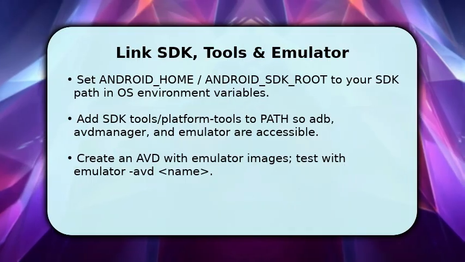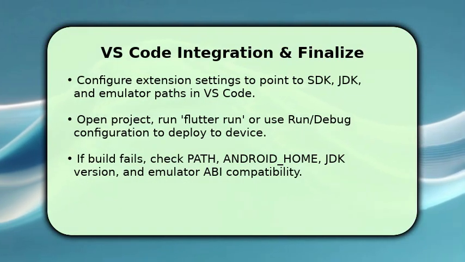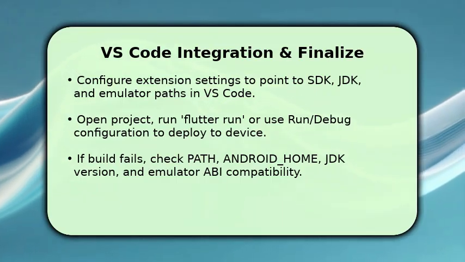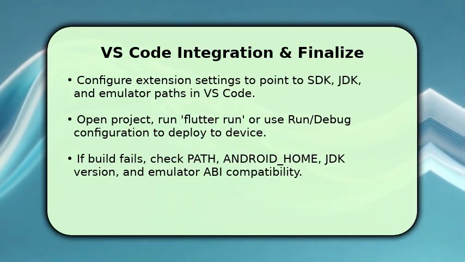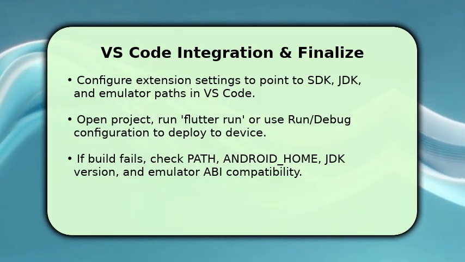Now integrate. Open VS Code settings and point the Android extension to your JDK and SDK paths so builds use the right tools. Open your Android project or Flutter project and pick the target device from the status bar. Use the run/debug command to build and deploy. If the build succeeds, you're done.